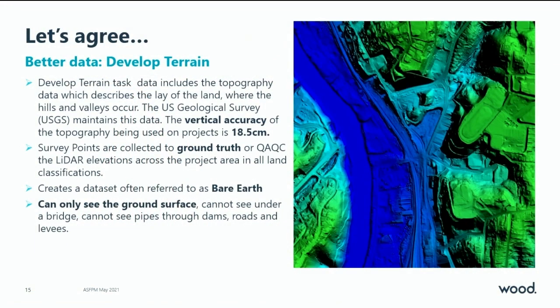The typical LIDAR set is the USGS QL2 data. It's ground truthed with survey points through a QA/QC process. They create the bare earth, which is represented in the graphic to the right. One thing I want to call out, and we'll come back to this at a later point in the presentation, is that it can only see what the points bounce off of. So openings through berms, openings through dams, and openings through roadways, it cannot pick up.